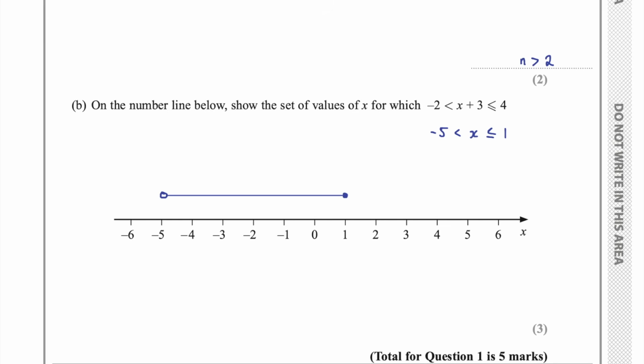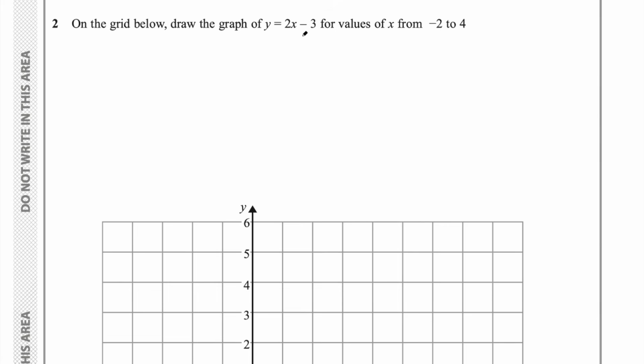Question 2 says, on the grid below, draw the graph of y equals 2x take 3 for the values of x from negative 2 to 4. It's really useful in GCSEs when you are given a straight line equation like this to be able to see instantly where the y-intercept is and what the gradient is. So as long as you understand that a straight line is written in this form, you can see that c, or negative 3 in this case, is the y-intercept. This is the y-intercept, or where the graph cuts the y-axis, and this is the gradient. 2 is the gradient.